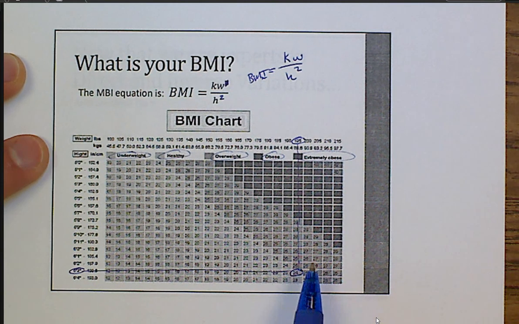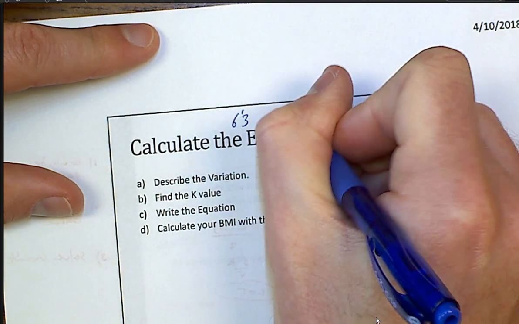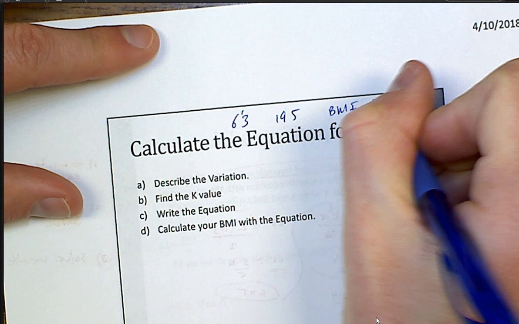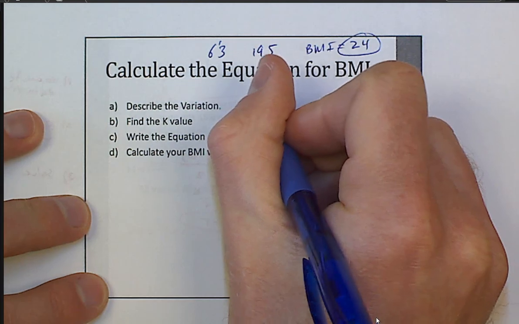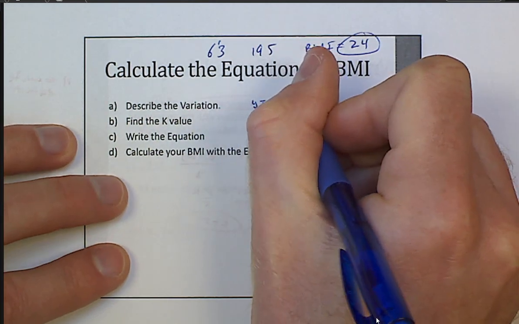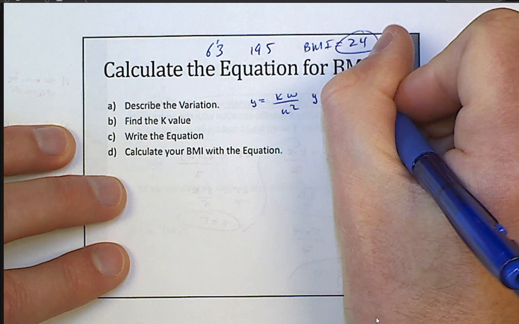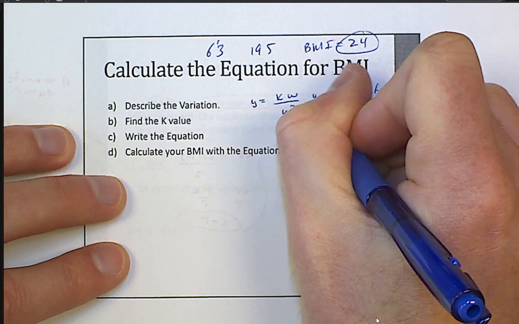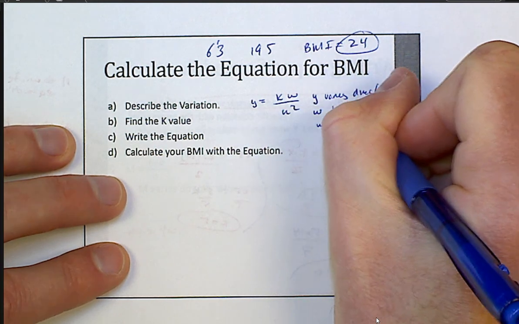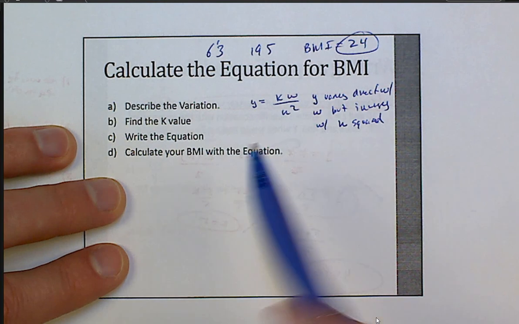So here's how we could make this stuff work. On the next page, I'm just going to put I'm 6'3", 195, and I have a BMI of 24. Okay? So describe the variation. What I'm asking you to do is go back and describe or write this out. So how would you write that in words? You would say Y varies directly with W, but inversely with H squared. Or you could say the square of H.